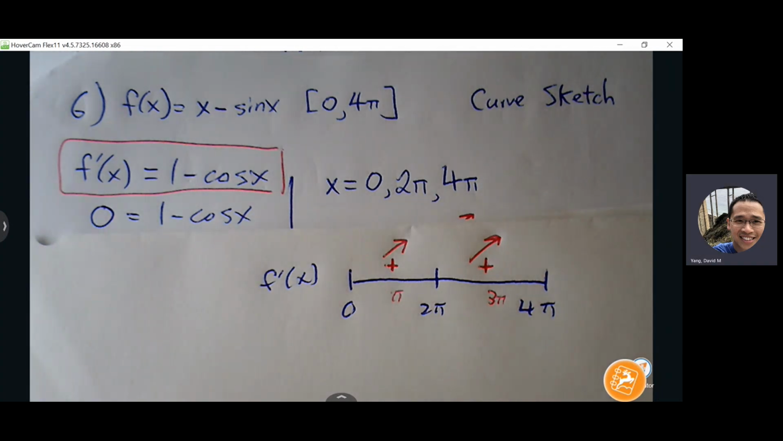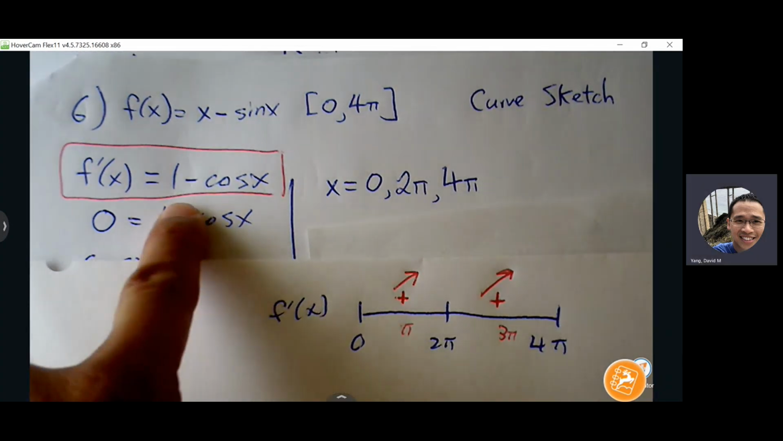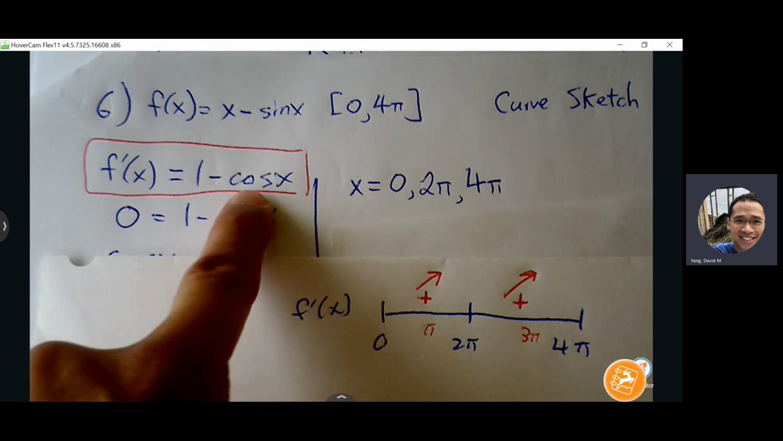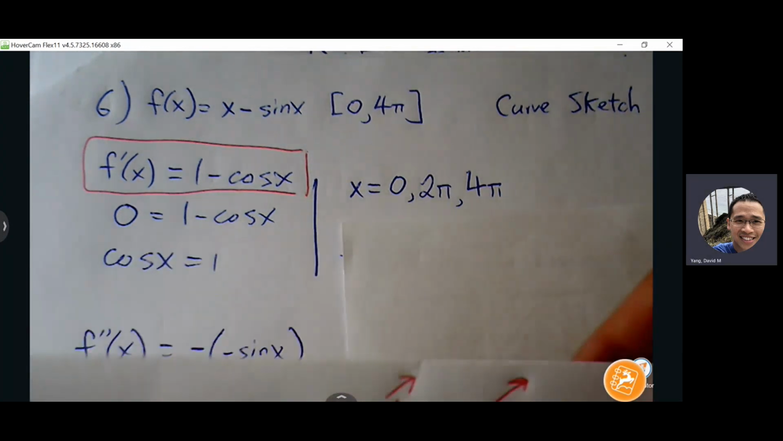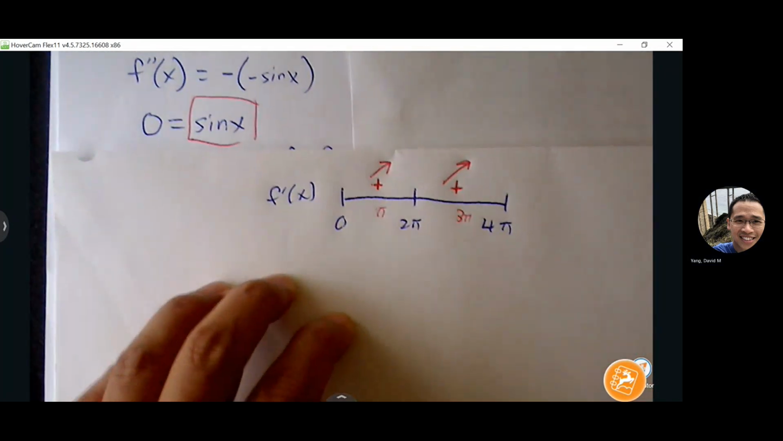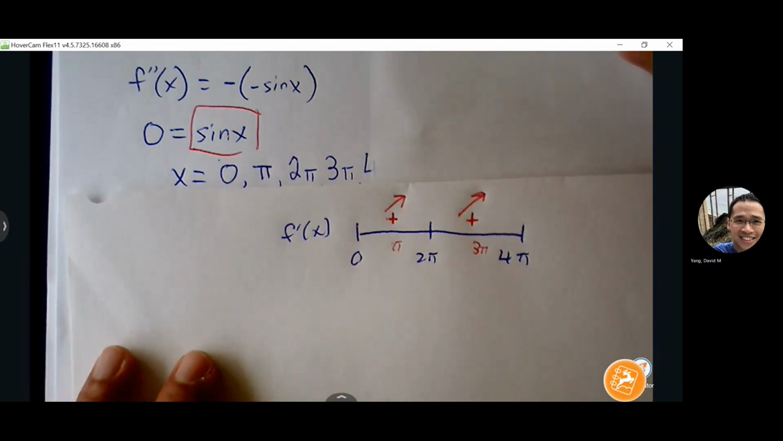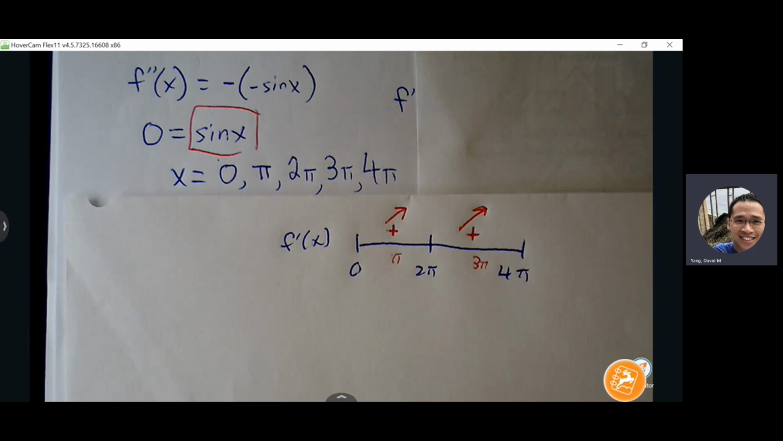All right, finding the second derivative function. We'll continue on from f prime. 1 becomes 0. Cosine of x becomes negative sine of x, but the two negatives cancel out, so just sine of x. Okay, so we set sine of x equal to 0. Where is sine equal to 0? 0, pi, 2 pi, 3 pi. We're going to keep going until we hit 4 pi. Okay, so we place all of that onto our second derivative sign line.